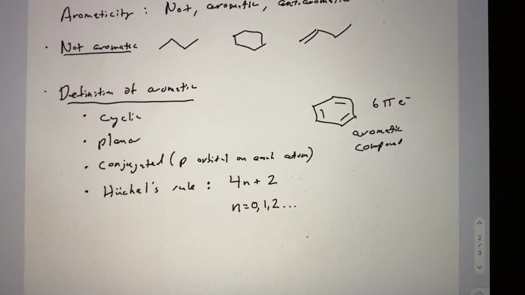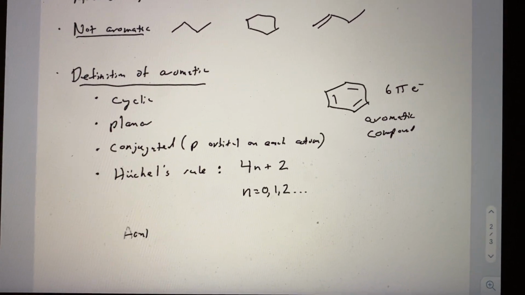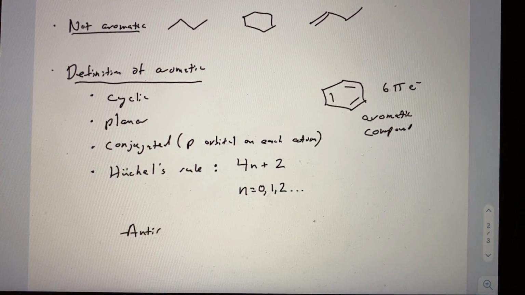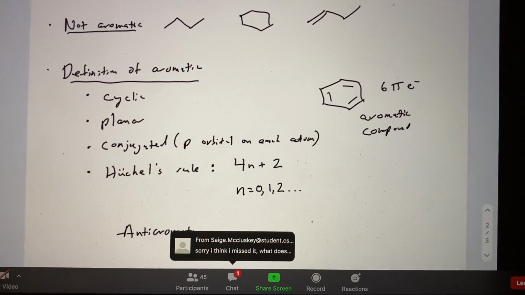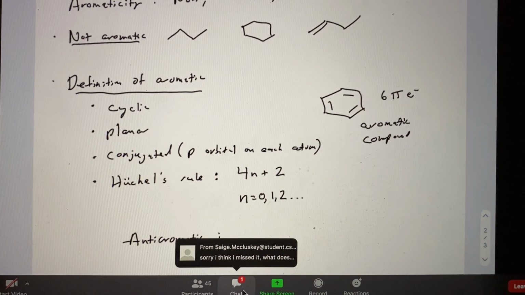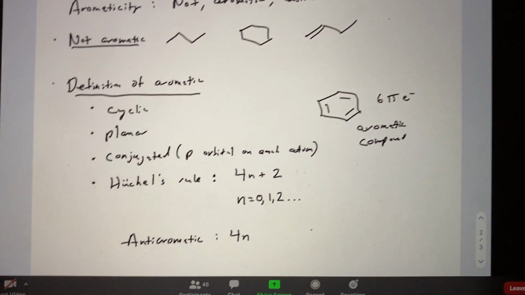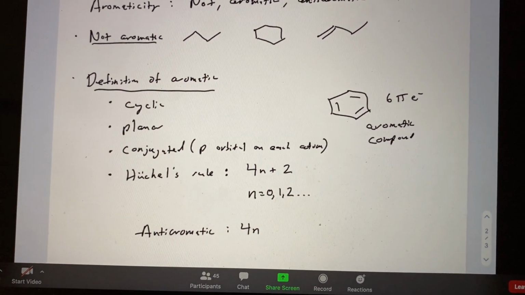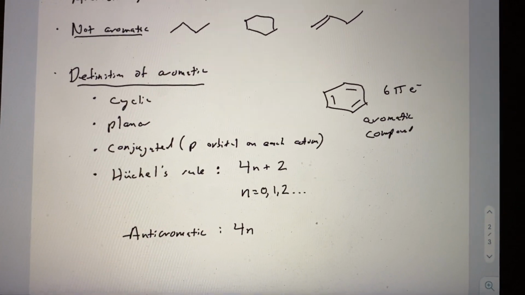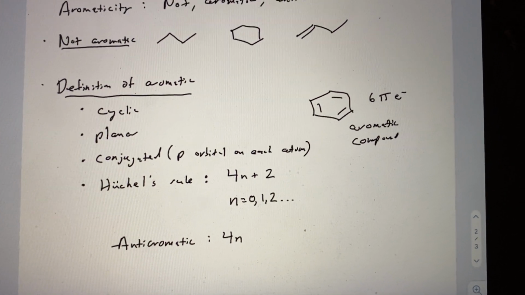Now, in terms of something that's anti-aromatic, the definition actually is a little more complicated than I'm making here. I'm simplifying. But one way of thinking about it is that rather than meeting 4n plus 2, the compound will have 4n pi electrons. It's going to meet these other criteria, but rather than 4n plus 2, it would meet 4n in terms of the pi electrons. And that would be defined as anti-aromatic.